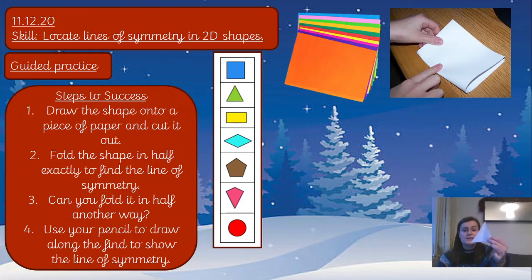Can you find any other ways to do this one? Let's have a play. No, that wouldn't look the same. No, that wouldn't look the same. No. So I think it's just the one line of symmetry that I found on this triangle. If you cut out a different type of triangle, then you might have a different number of lines of symmetry.